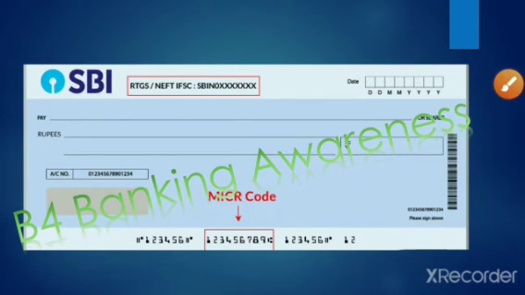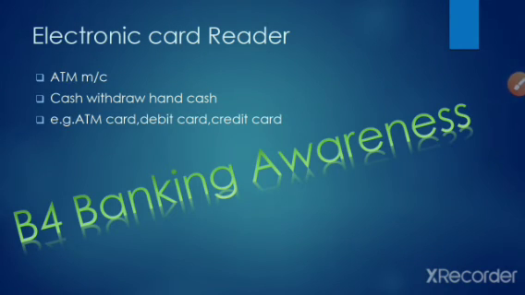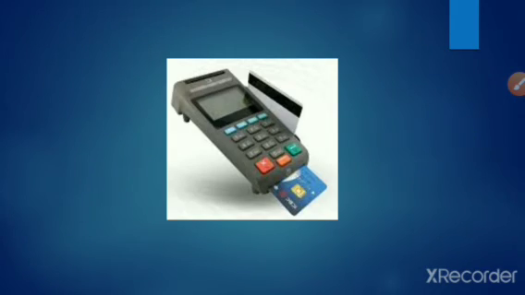Now the next input device that we are going to study is the electronic card reader. It is an ATM machine and it is used for cash withdrawal. That is, we can call it hand cash. For example, ATM card, debit card, and credit card. Here it is an electronic card reader.